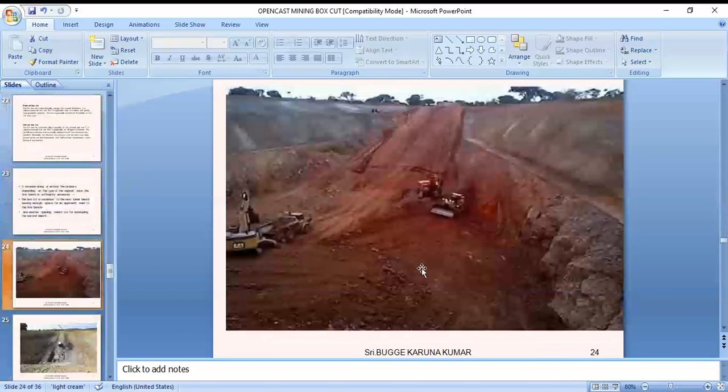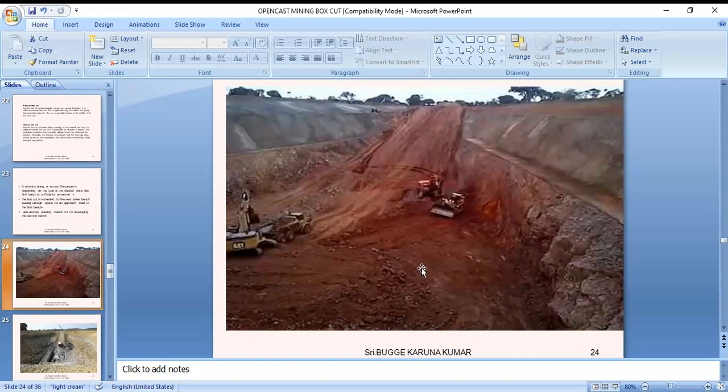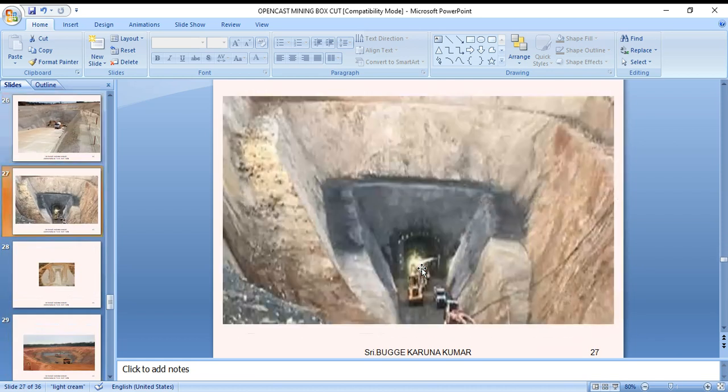I hope you will be able to understand the basic concept, basic purpose and basic service of this box cut and its types, how to prepare it, and what factors you have to bear in mind during box cut selection and preparation, and how a box cut is easily made for large open cast mines or small pits. I think you are all understanding this.